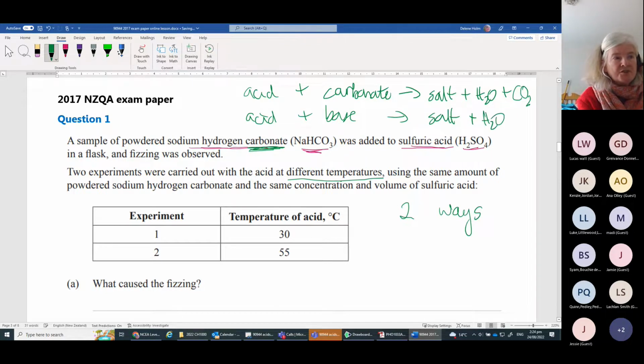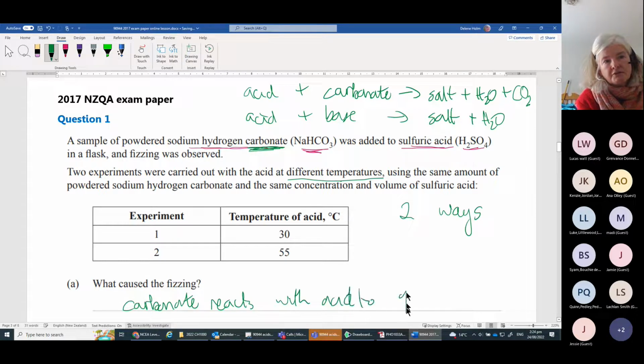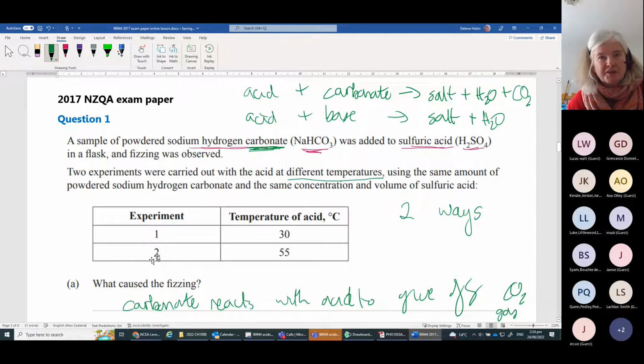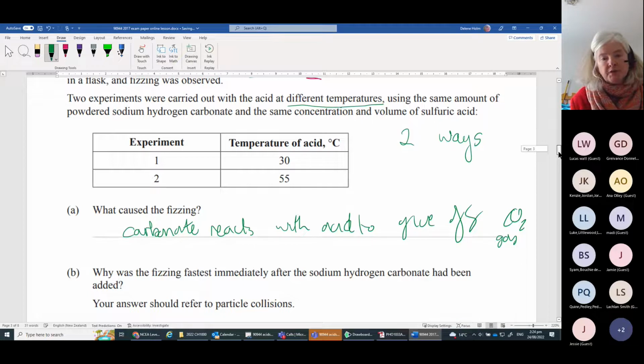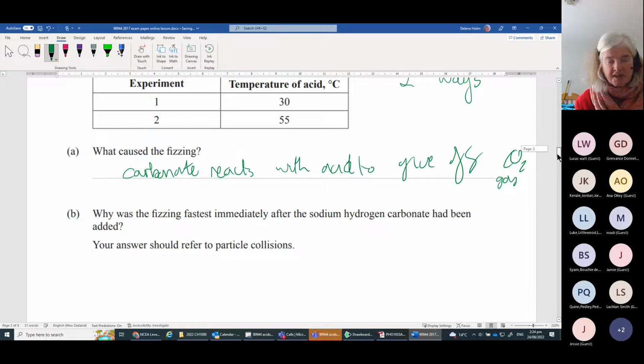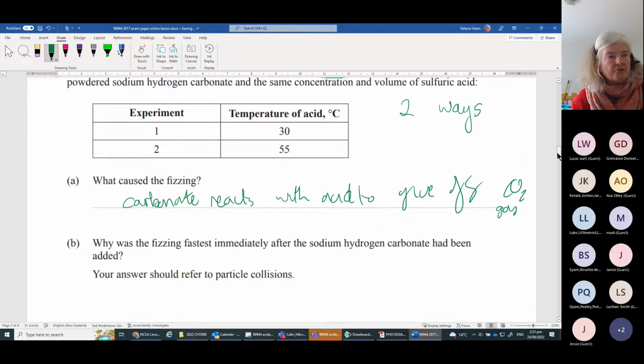So in this case, what causes the fizzing? You would say a carbonate reacts with acid to give off CO2 gas. And my writing is terrible, but hopefully you can understand it because I'm speaking at the same time. So that would be a straightforward achieve level question. Okay, just to get started, hopefully you know that. Now, this is where the rates comes in.